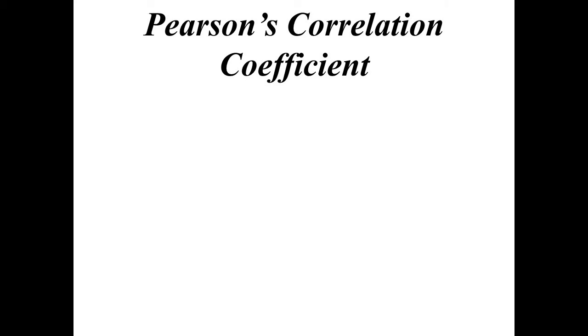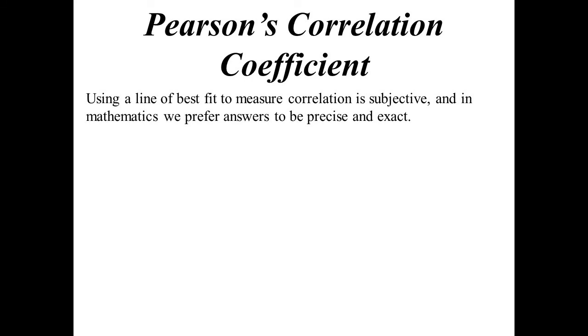So line of best fit's okay, but it's very subjective, of course. What I think is the line of best fit is going to be different to what you think the line of best fit is. So we want to come up with a way where we're going to agree on something. So we've got this thing called the correlation, or Pearson's correlation coefficient.